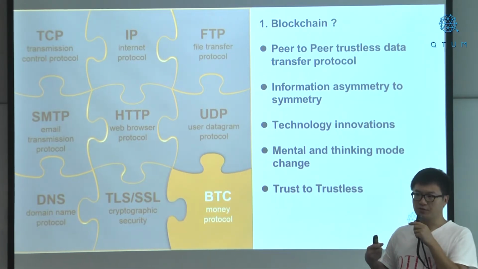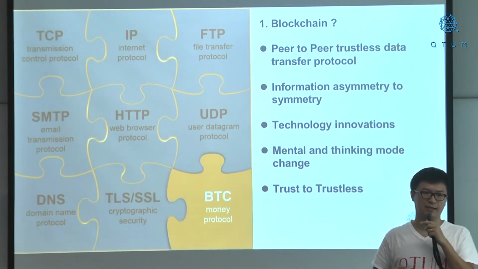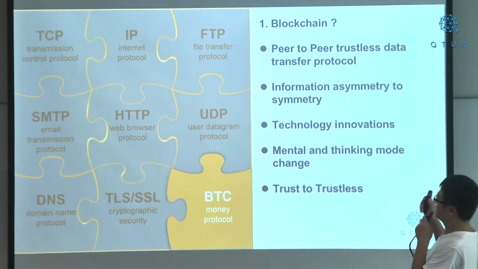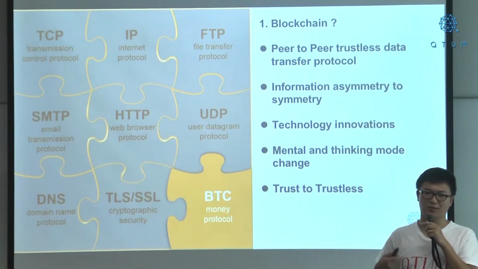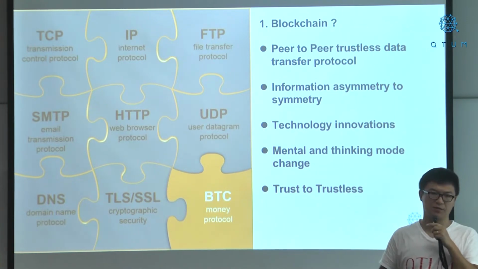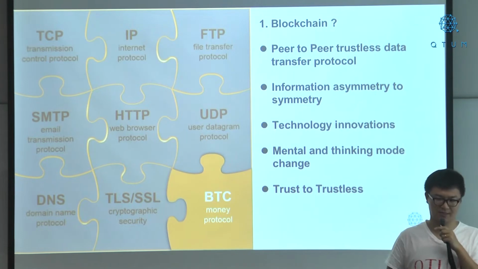Because before the Bitcoin protocol, we never had a way to transfer what I call trustless data. It's data where you do not need to trust anyone else, to transfer value peer-to-peer on the internet. All value transfer depended on a third party, on a middleman.